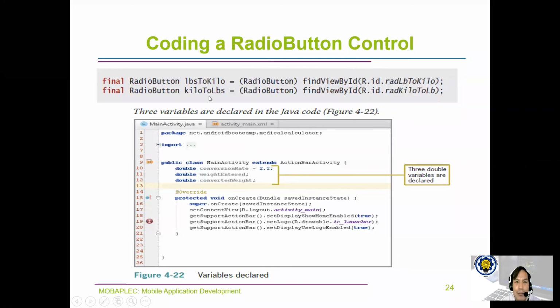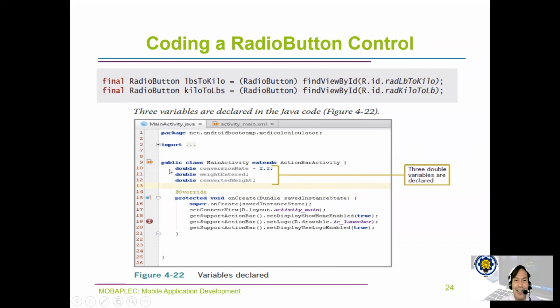Okay, then we have kilo to pounds. Again, this is the method for find view ID of the radio button, kilo to pounds. If you see the first line, if you declare a particular reserved word, final, in pounds to kilo, the same is true with the other one. So the difference is the variable and also the conversion factor.